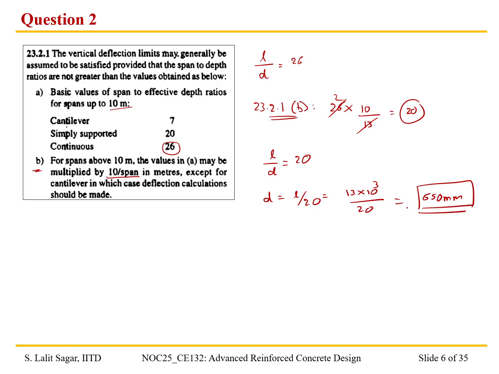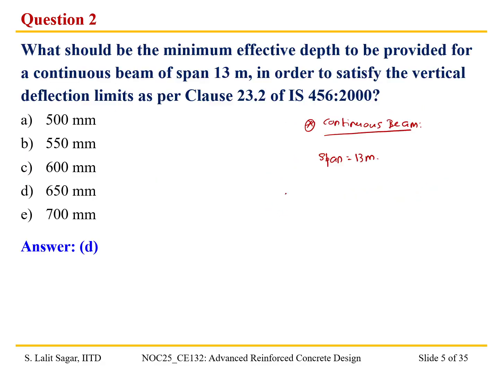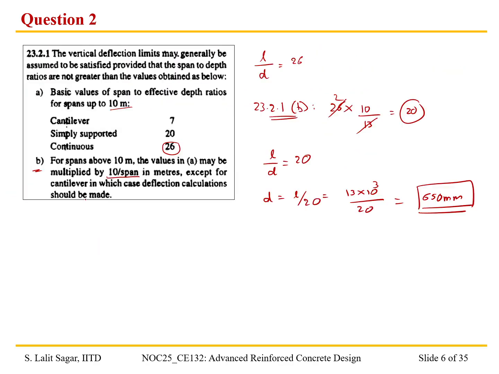Okay, so it is clear that in order to satisfy this clause 23.2.1, that is to limit the deflection of the continuous beam, which is having a span of 13 meters, we need to provide an effective depth of 650 mm. So as per this, option D is the correct response, just having a value of 650 millimeter. Okay, so we'll proceed to the next question.